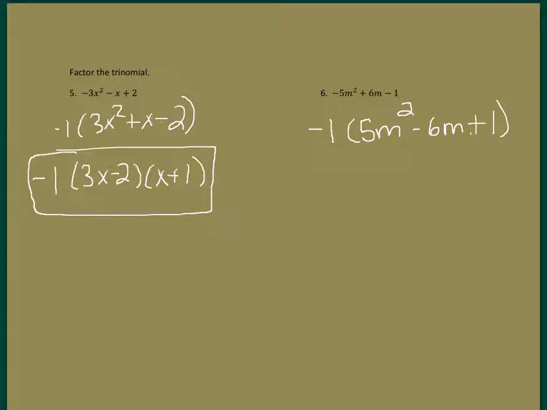Now what multiplies to 5 and adds to negative 6? Well, negative 5, positive 1. So you get 5m, 1m. The negative 1's still out there. Well, what can I multiply 5 by to have it equal negative 5? Negative 1. What can I multiply 1 by to have it equal negative 1? Negative 1. Is negative 1 times negative 1 positive 1? Yes.